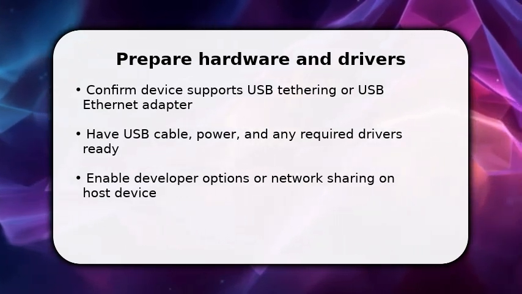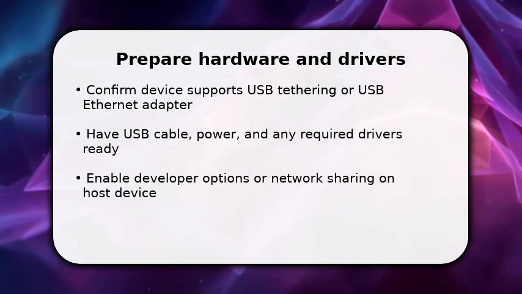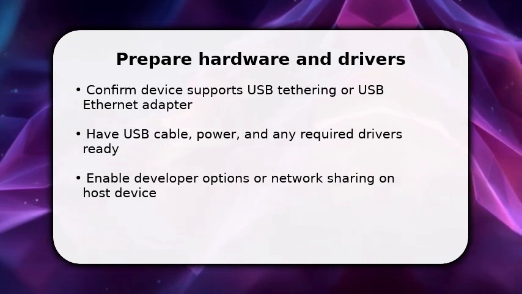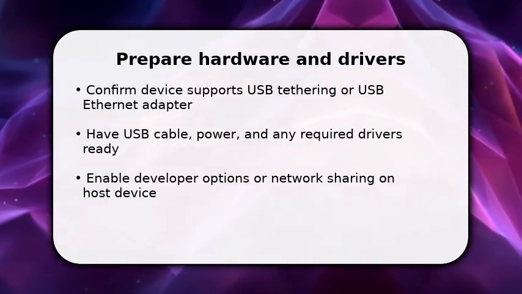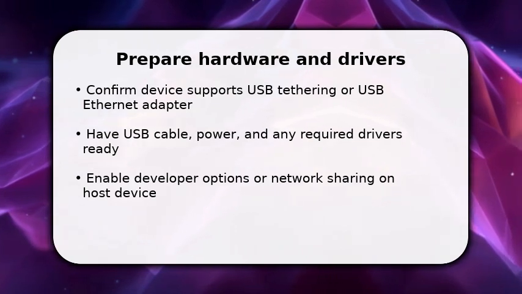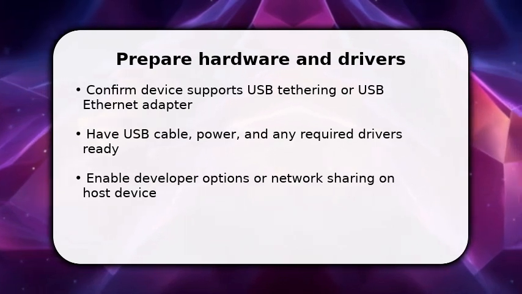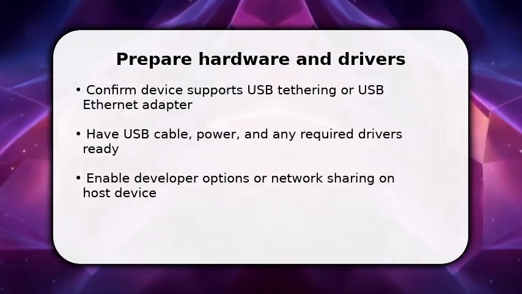On the source device, enable USB tethering or plug in the USB Ethernet adapter, then wait for the host to detect new hardware. You'll see a device install notification. Make sure to accept driver installation, if prompted, so the operating system can create a network interface for bridging.